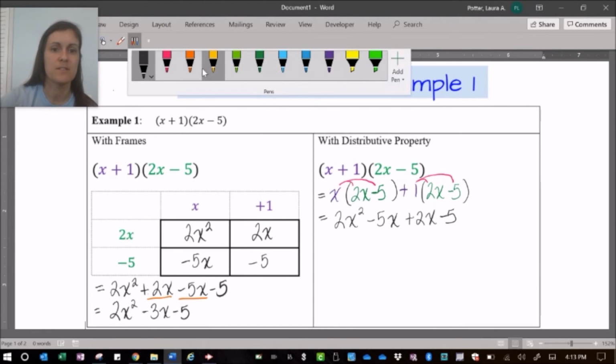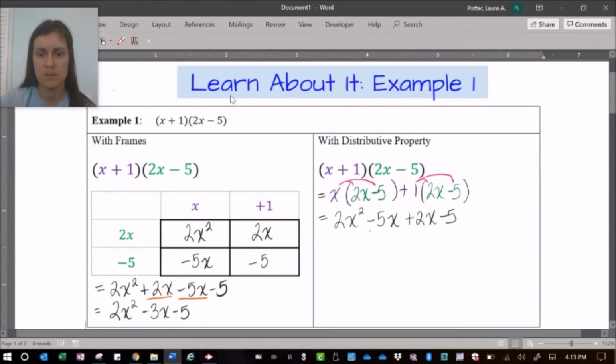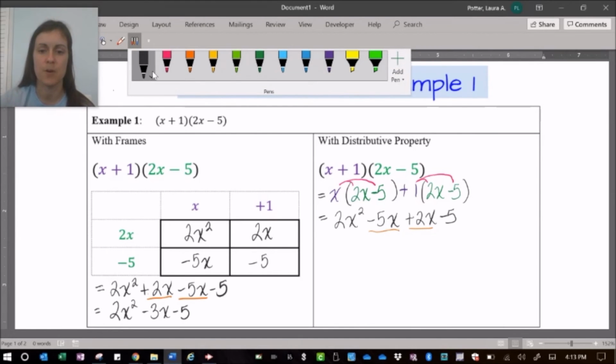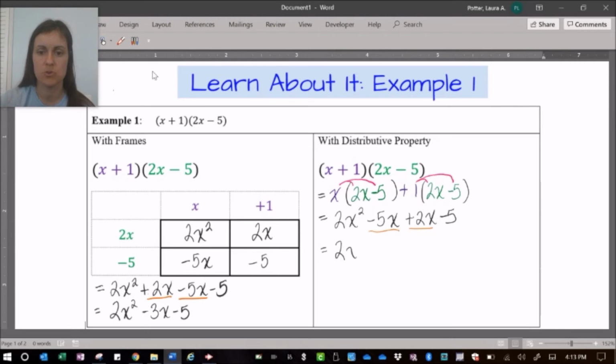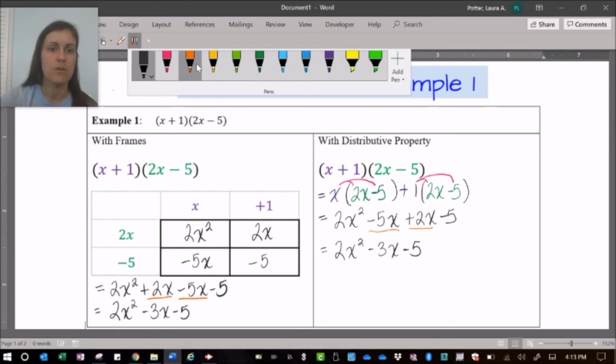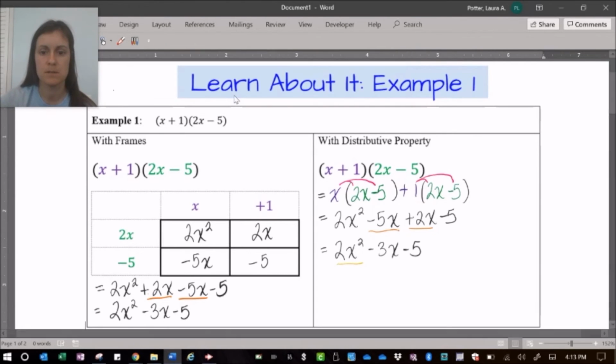I'll take a look around and see if I see any like terms. Yes, I do. I'll combine them together to get my final product, which is 2x squared minus 3x minus 5. And you can see that when I look at my two products, it doesn't matter which strategy I use, I'm going to get the same product.